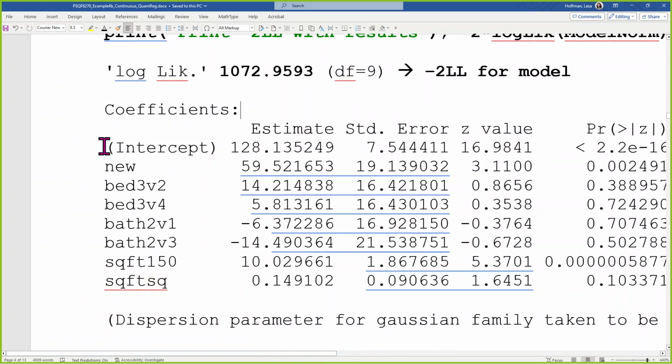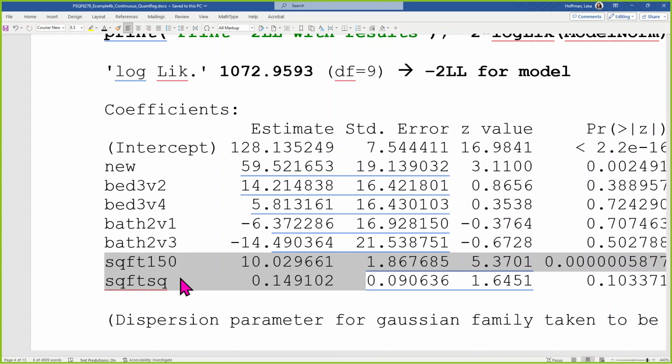Practice time. Intercept. What kind of house is this for? Costs $128,000. Not new. It's an existing house with how many bedrooms? 3. How many bathrooms? 2. And how big is it? Yeah, so I divided it by 100, because otherwise it would be per foot and that slope would be teeny, teeny, teeny. So 1,500 square feet is the reference.